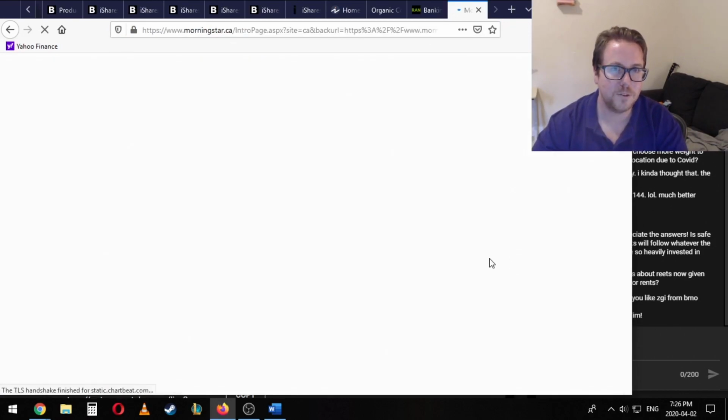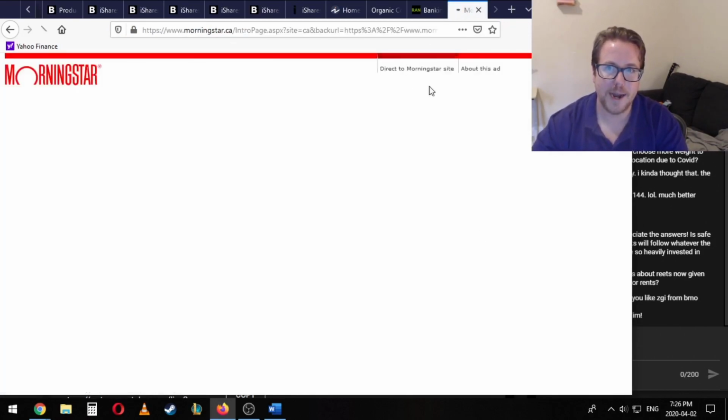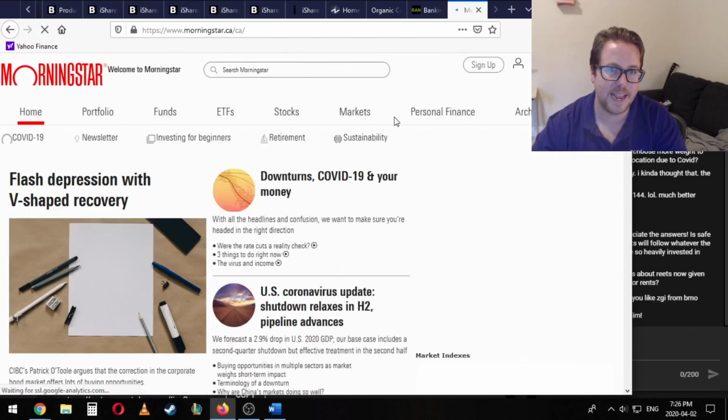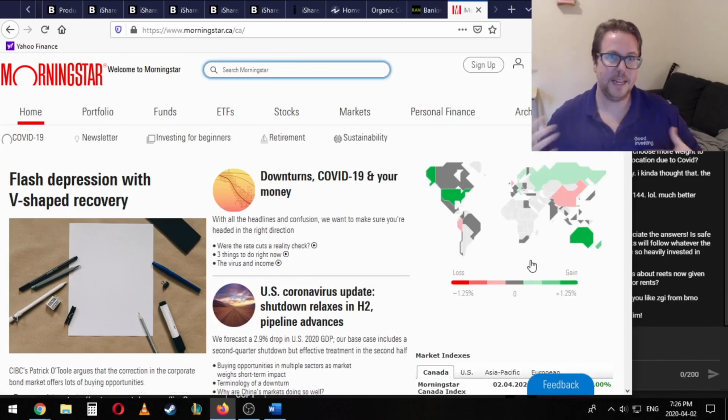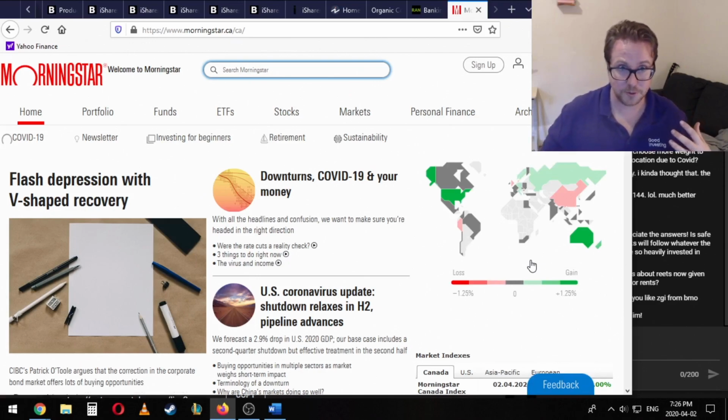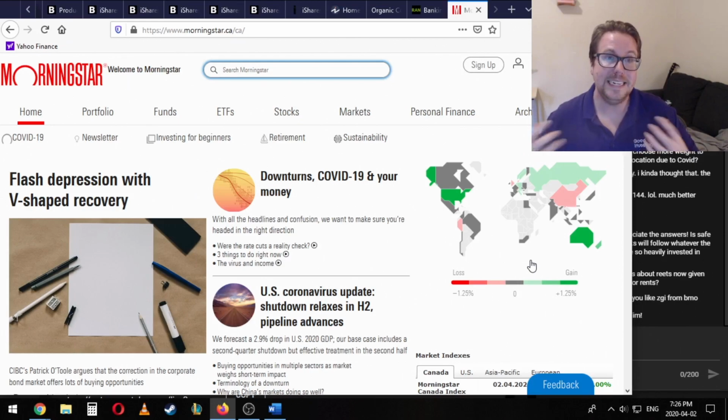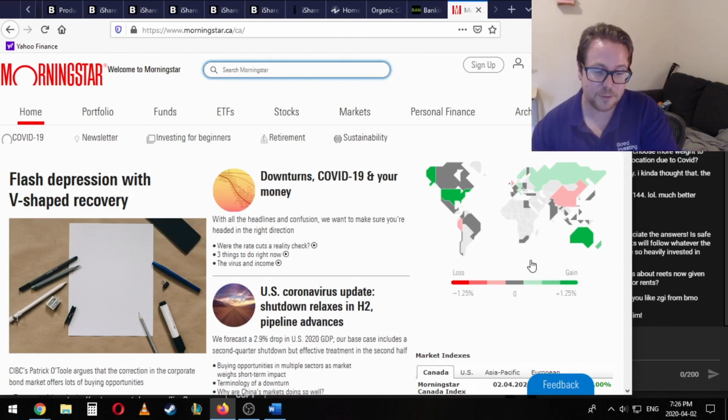So Morningstar recently bought, I think it's like a 40% stake in Sustainalytics. And a lot of you know Sustainalytics as an ESG research provider. And whereas we can get the individual company ESG scores on Yahoo Finance, I think I've shown that in the past, for ETFs and for funds, we can get that through Morningstar.